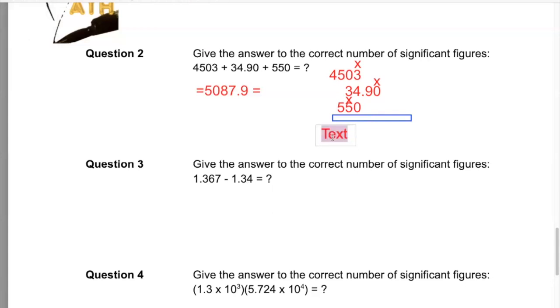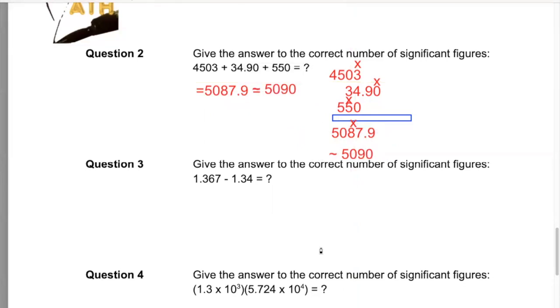The answer was 5087.9. Let's match that decimal right there. So we have to round it to this digit right there, okay? Because the tens is the least accurate, least precise number that was given. Therefore, the answer is 5090. There we go. Therefore, 5090. We do that right there.